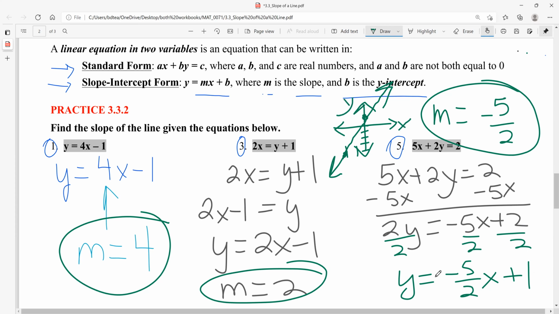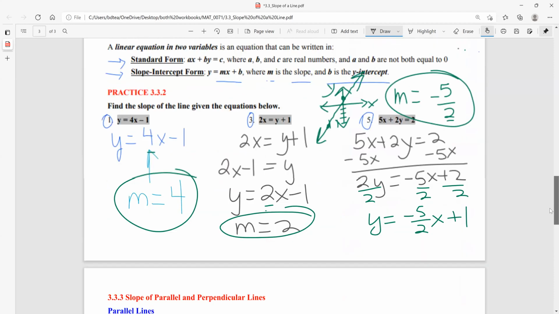But the objective was to find the slope of the line. And to find the slope of the line, all we did was put it in this y equals mx plus b form. So we can just look at the coefficient of x and find the slope. So the slope is not -5 halves x. It's only the coefficient, -5 halves.